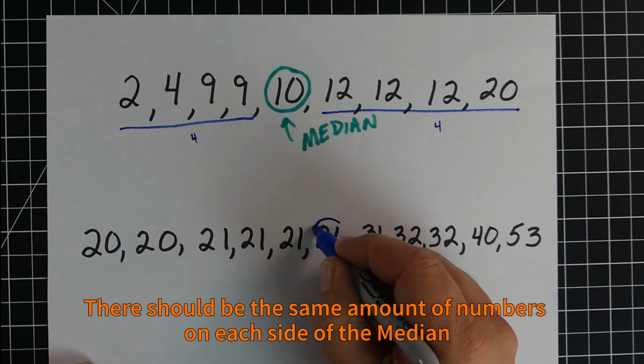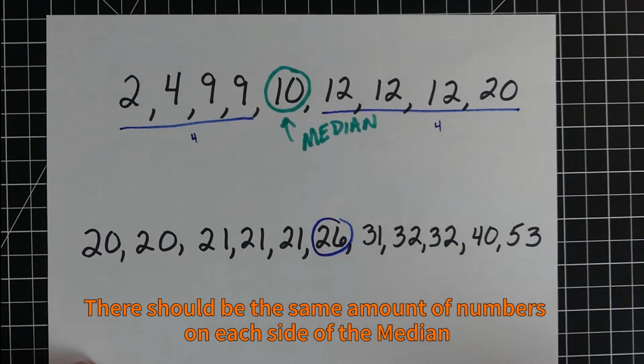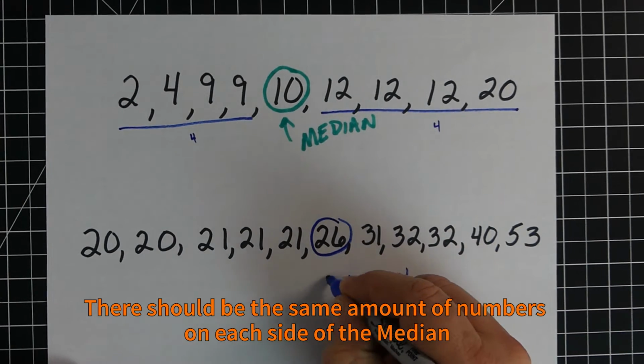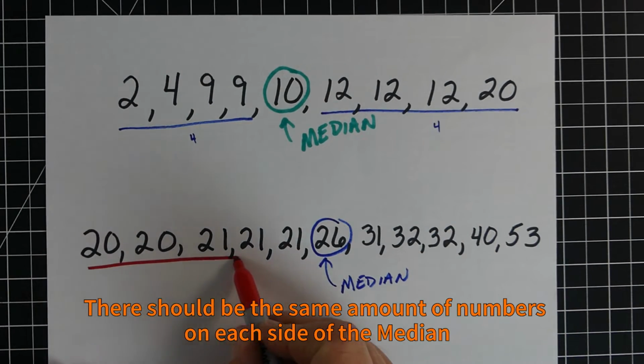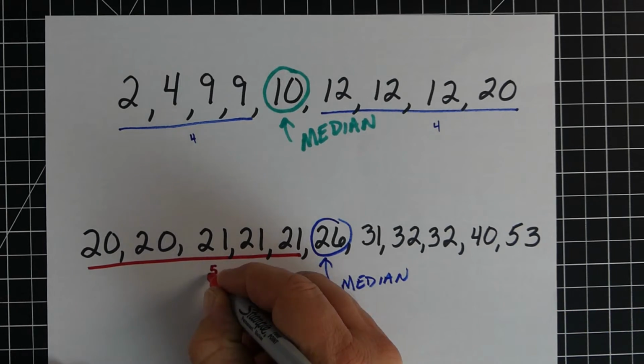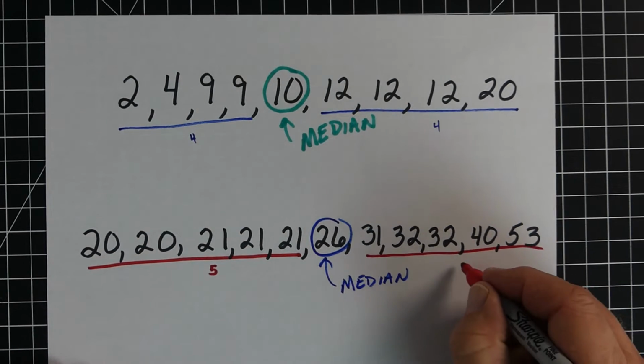On this next group right here, we have 11 numbers. So we're going to have exactly 1 in the middle, which in this case is the 26. We have 5 numbers to the left, and we have 5 numbers to the right.